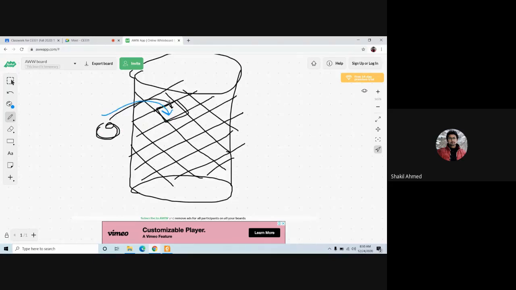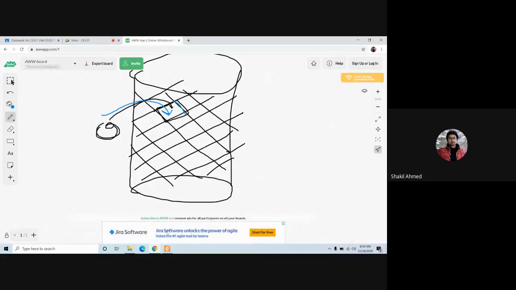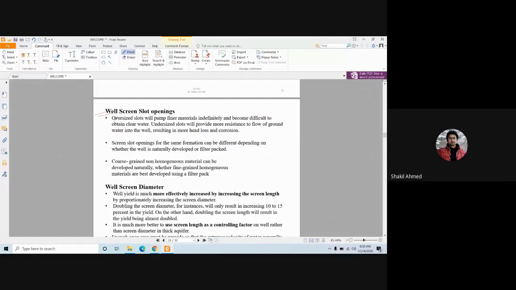If this is oversized, that means larger than what is required, then particles will enter through the screen and you will not get clear water. So that's what they are saying, that oversized, that means larger than what is required, will pump finer materials indefinitely. Finer materials means the sand particles, and it becomes difficult to obtain clear water.